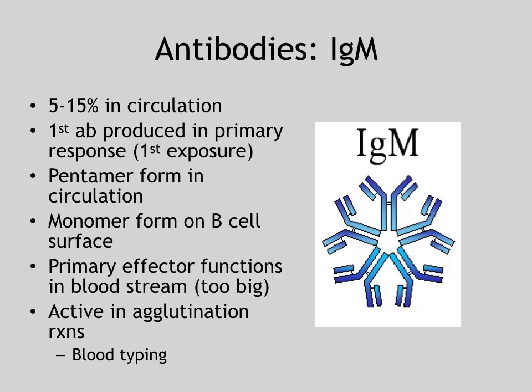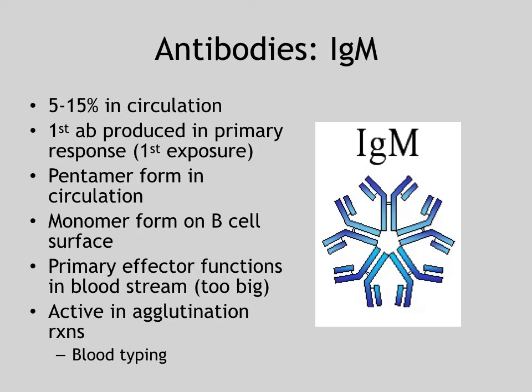These antibodies can also exist in their monomer form, and when they're just a single antibody, one of the Ys, that's where we find them on the surface of naive B cells. Remember, I told you in the beginning, our B cell receptors are actually antibodies. Well, they are. They are IgM antibodies in their monomer form. When we put a whole bunch of IgMs together, we get this pentamer form, and in the pentamer form, they're found in circulation. In the monomer form, they're found on the surface of a B cell.